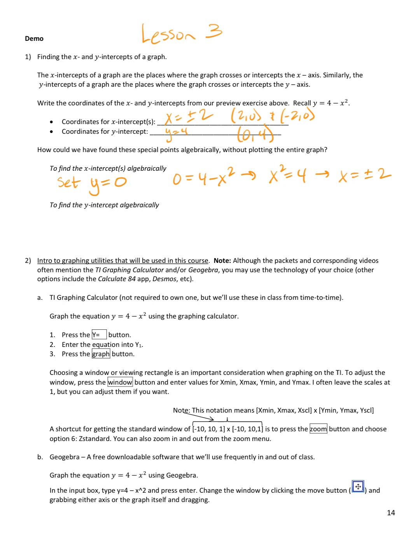And to find y-intercepts, we're looking for places where the graph crosses the y-axis, which means that the x-coordinate is 0. Anytime you're on the y-axis, the x-coordinate is 0. So we set x equal to 0. Okay, and so we have y equals 4 minus 0 squared, which means y equals 4.